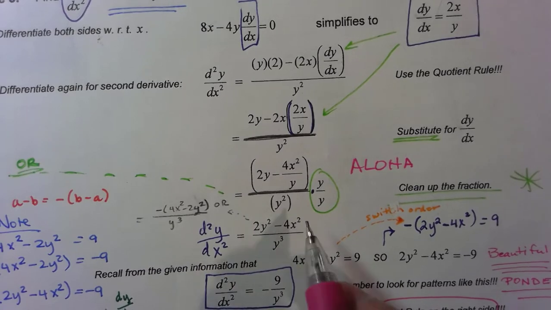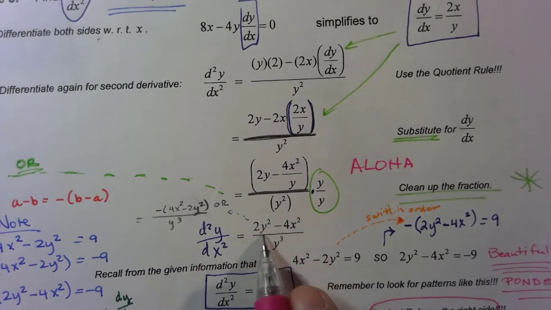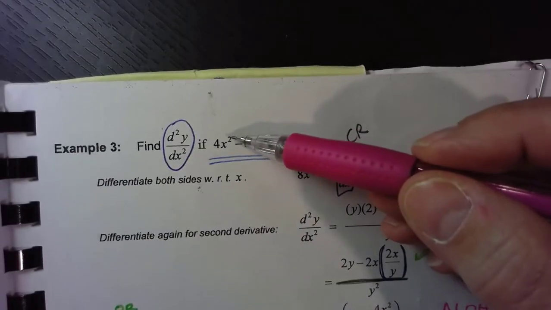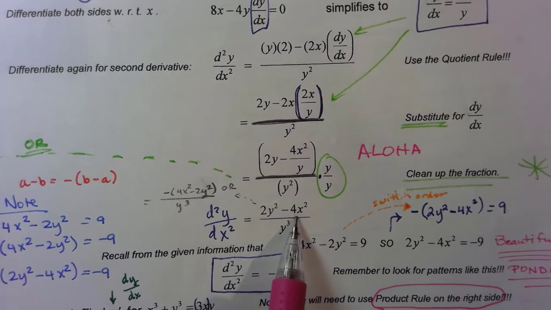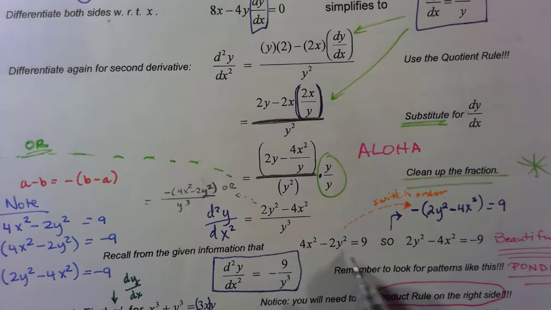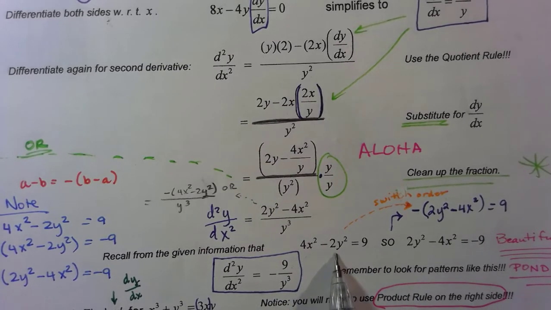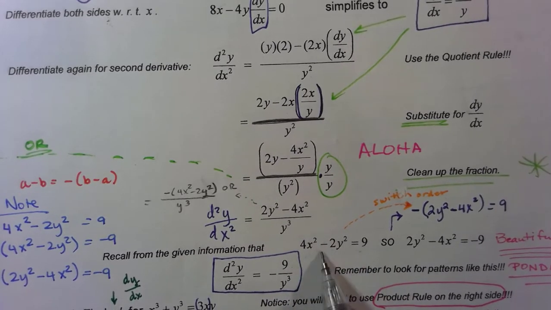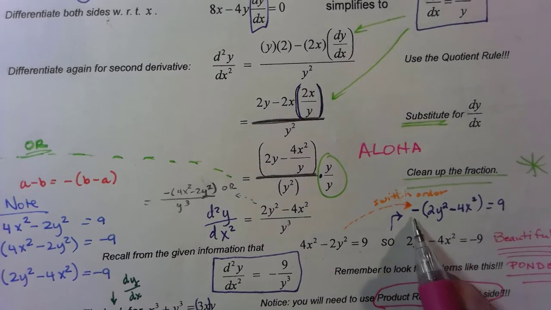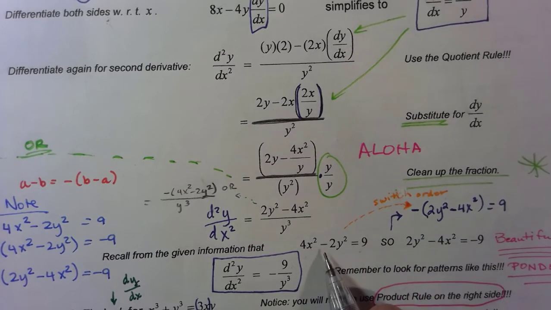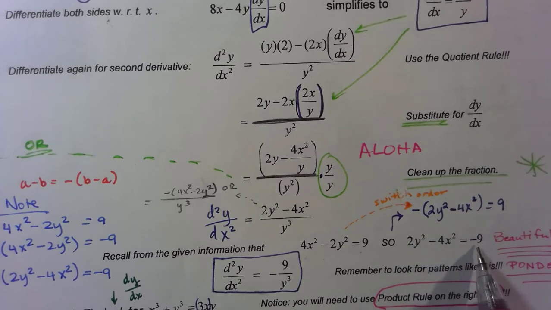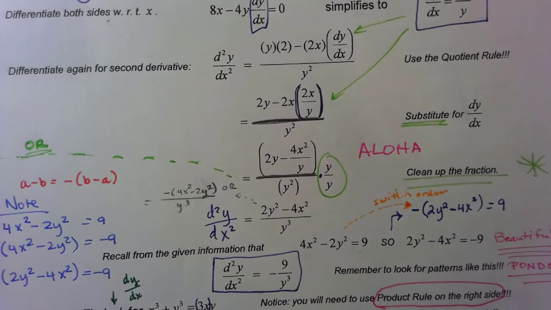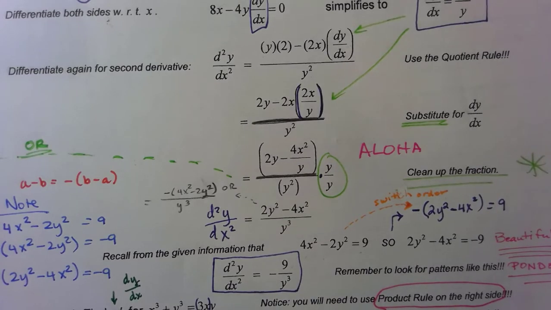If you are clever, notice at the top of the page, 4x squared minus 2y squared is 9. So what do you think 2y squared minus 4x squared is? Guess what? Negative 9. 4x squared minus 2y squared is 9, so switch the order here. It requires taking a negative out so that you can switch that order. And so 2y squared minus 4x squared is negative 9. That is beautiful. Be sure you ponder that.